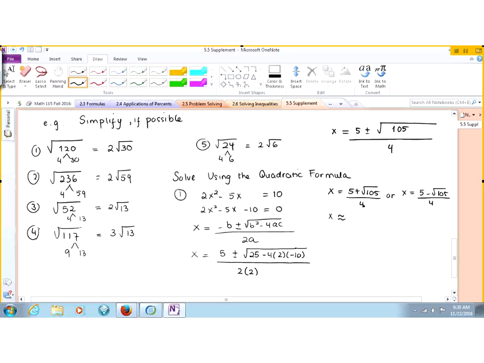Can we get an approximate value? All right. So you have to know how to use your calculator, right? So 5 plus square root of 105 divided by 4. So that is 3.812. And then here, 5 minus square root of 105 divided by 4. So that is negative 1.312.